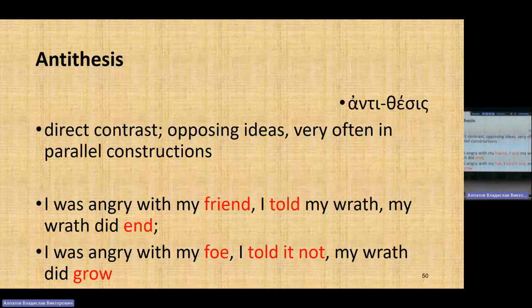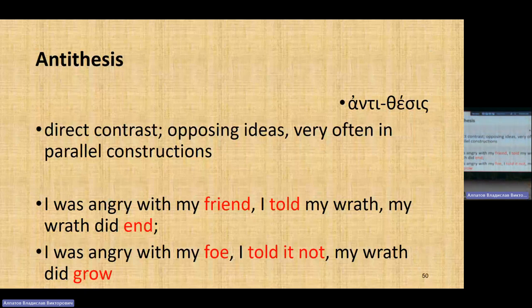This one is from Blake, right? I was angry with my friend, I told my wrath, my wrath did end. I was angry with my foe, I told it not, my wrath did grow. And here we have one antithesis realized through three examples. Friend, foe, told it not, and grow, right?